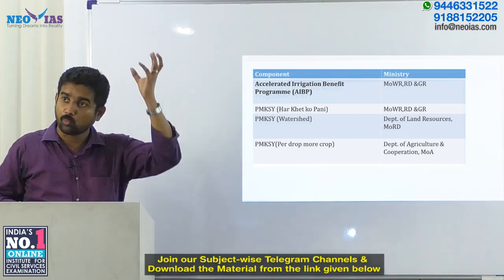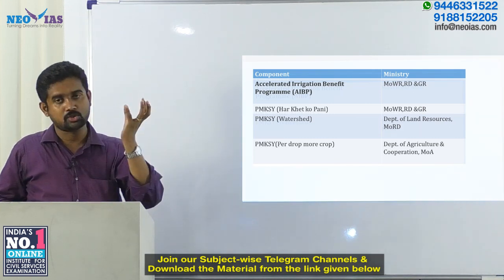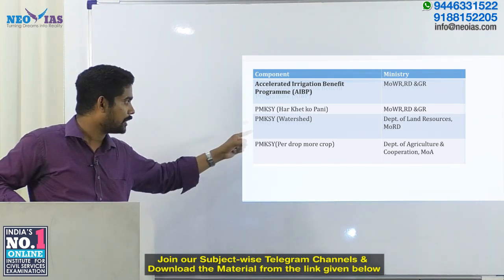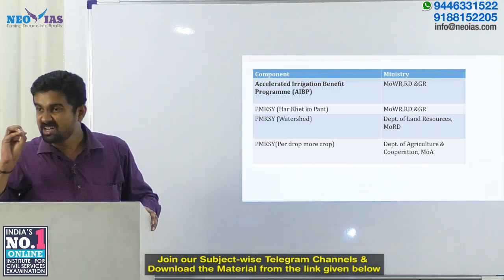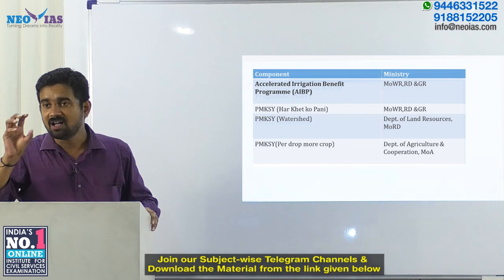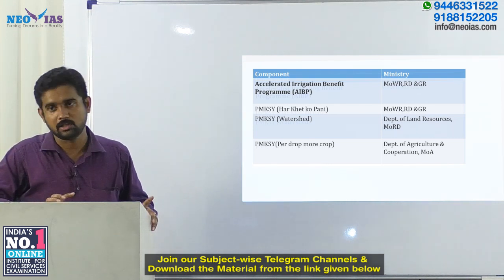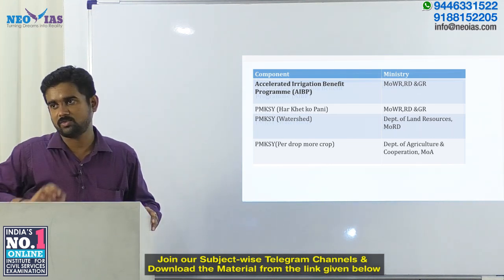Third one is regarding the watershed part and the water storage systems, etc. And the last one, the per drop more crop part, takes care of the technological part as well as the awareness part. So, that is the crux of this scheme.